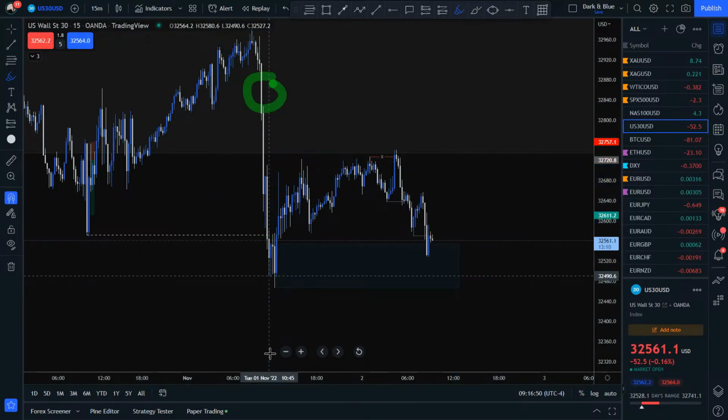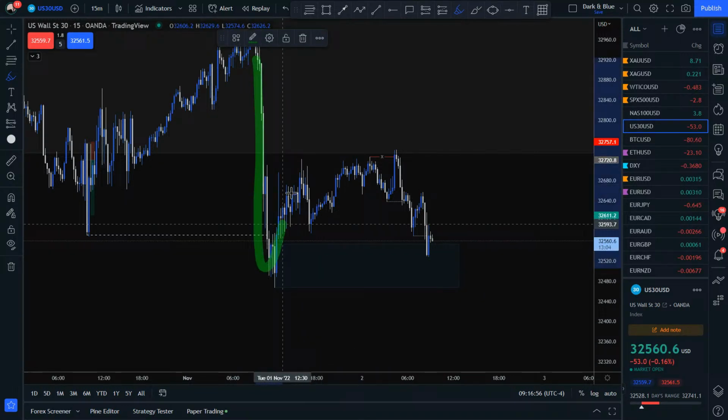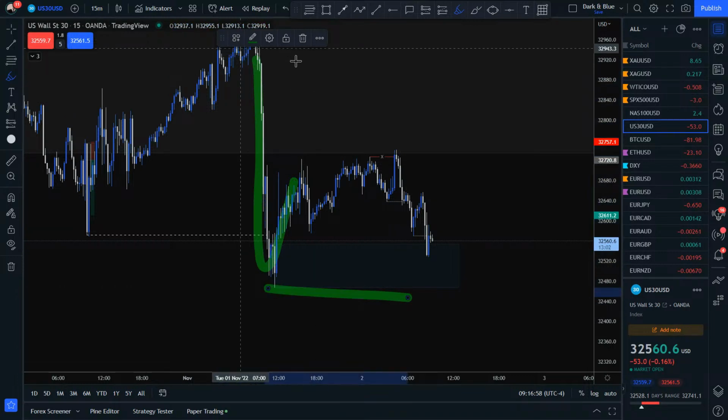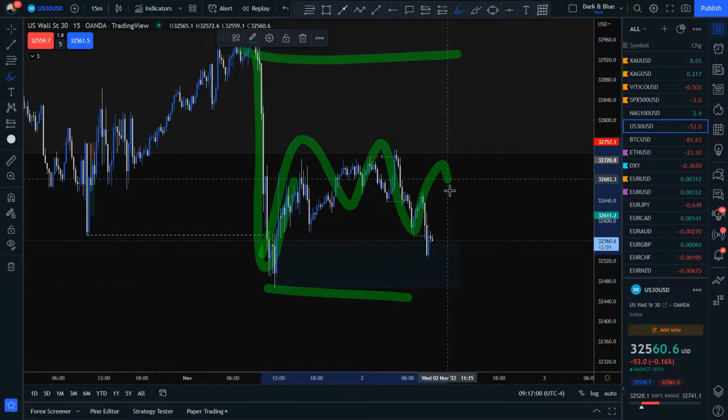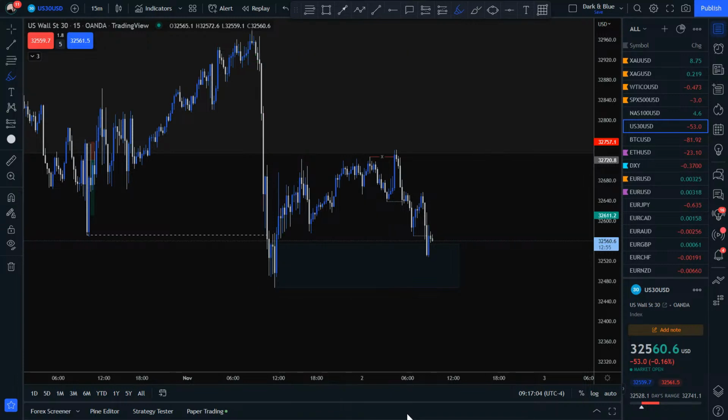But here's the deal. Again, we got FOMC coming. Price could move within this range sideways and just drive us crazy. You don't have to enter until you see something clean.